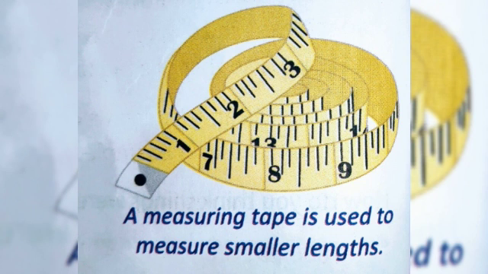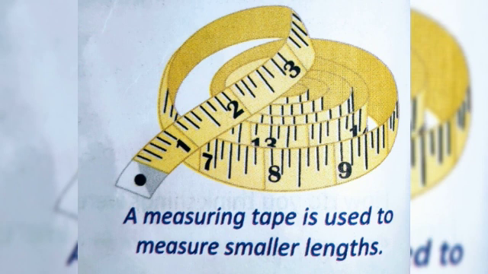Next, the units of length can be changed from one to another. For example, 10 millimeters equal to 1 centimeter. 100 centimeters equal to 1 meter. 1000 meters equal to 1 kilometer. This is a unit of length.